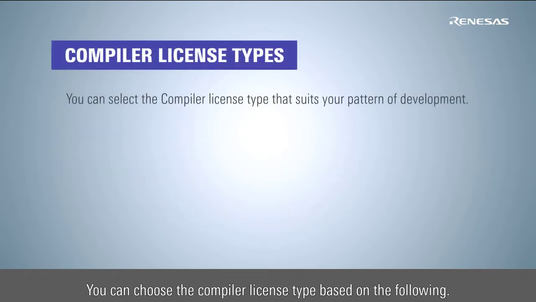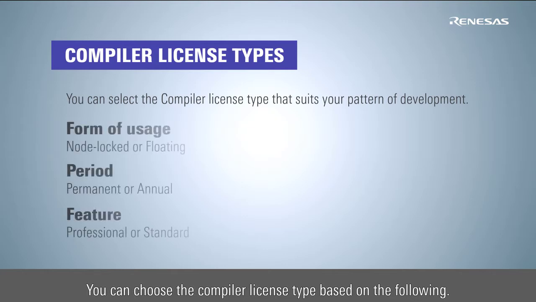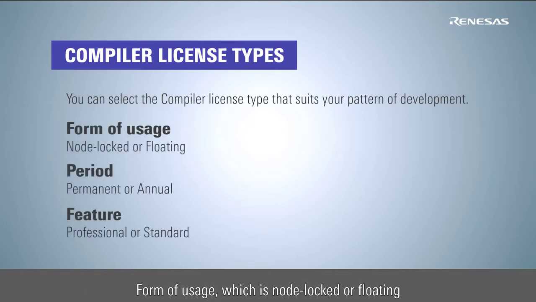You can choose the compiler license type based on the following: form of usage, which is node-locked or floating; period, which is permanent or annual; feature, which is professional or standard. We will introduce the difference between them.